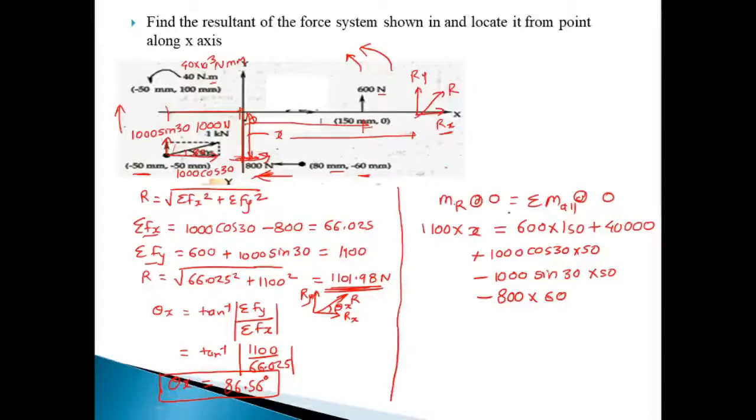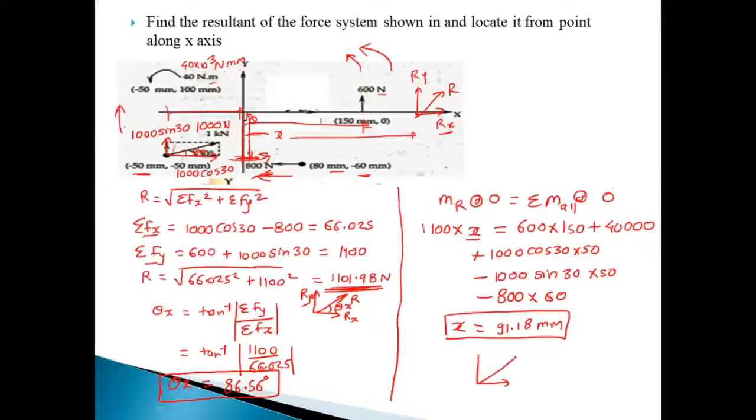So solving this equation, there is only one unknown, x, so we can find out the position, that is the x distance. This is the position of the resultant, and we find it by just solving this equation. By solving this equation, we get x is equal to 91.18 mm.